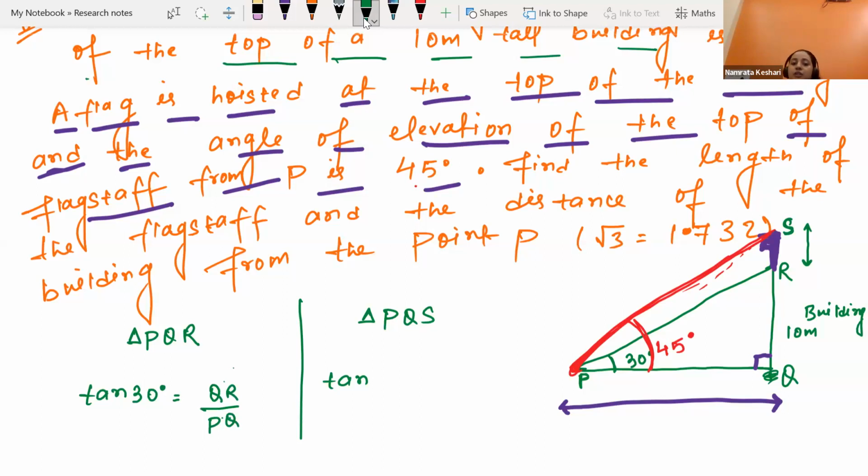Similarly, for the other triangle, the bigger one, tan 45 degree: perpendicular is QS and base is the same PQ. Yes or no?